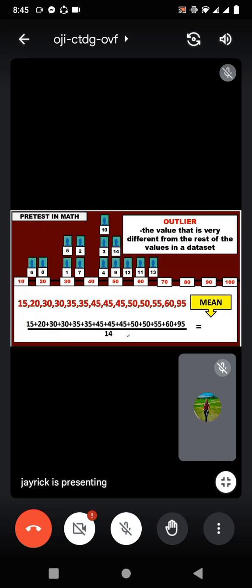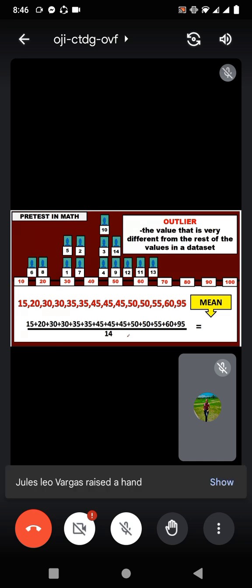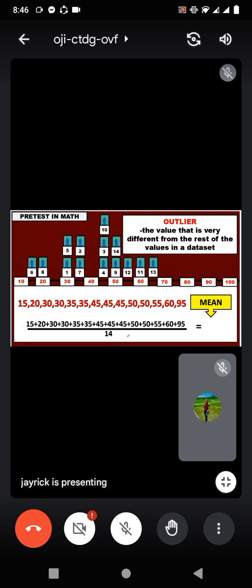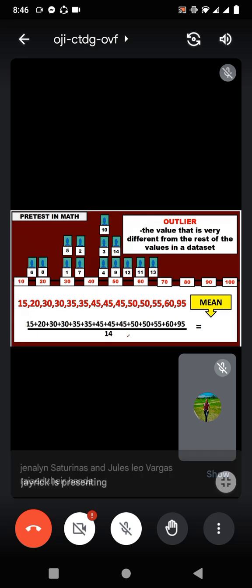How will we calculate the outlier? But this time, I am just informing you that 95 is an outlier. Okay, 95 is an outlier. Now, this is my question. If there is an outlier which is 95, will this bring a significant impact, or will this affect the mean value of the dataset? Nakaka-epekto ba to sa mean value? Can we still have the same mean value, or will we have another mean value?